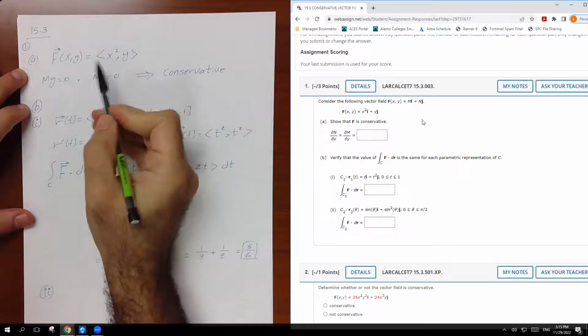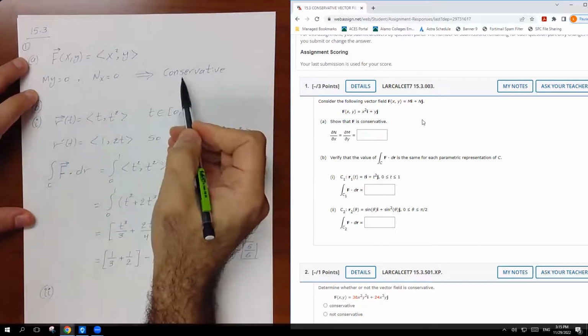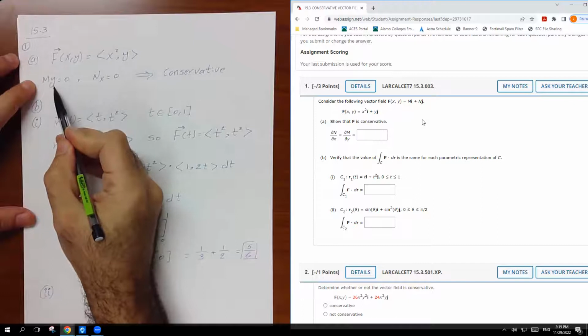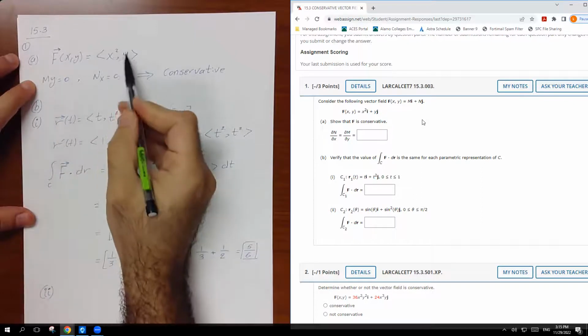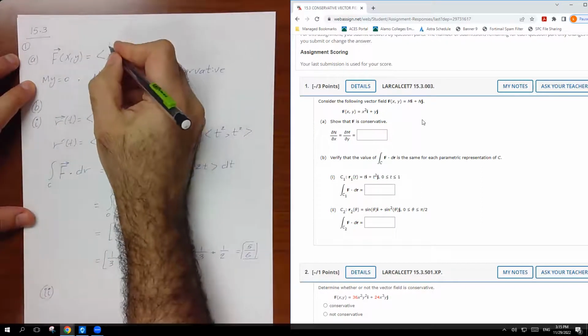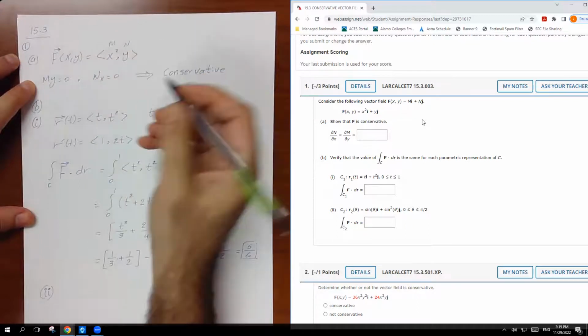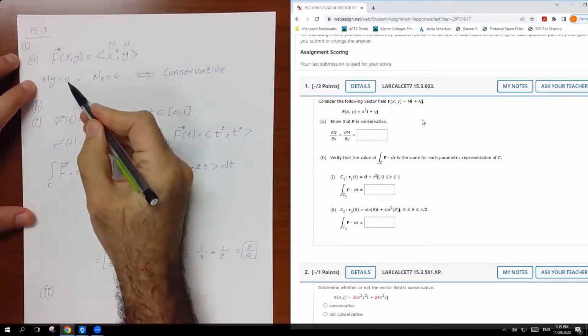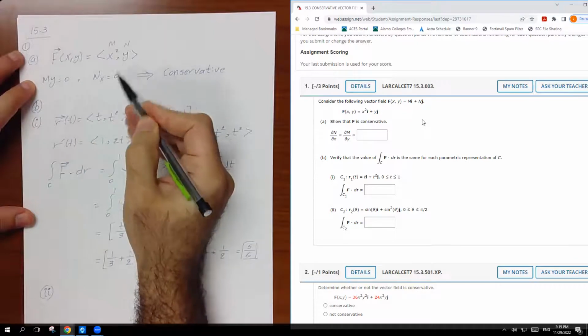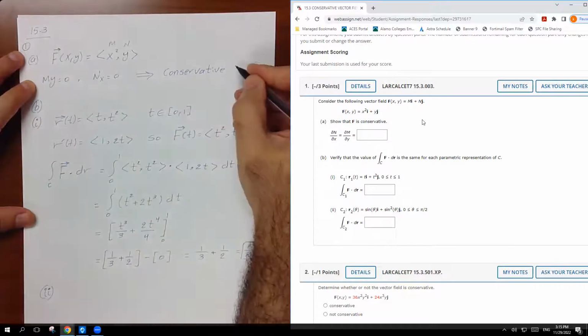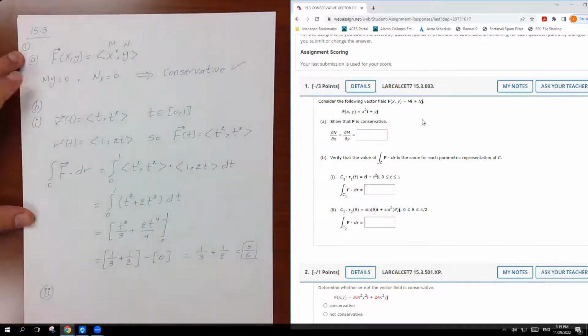We need to check if it's conservative. If we find the derivative with respect to y, here's M and here's N. M sub y is going to be 0 and N sub x also is going to be 0, so it's conservative. Now the next step, verify if we have r1(t) equal t i plus t squared j.